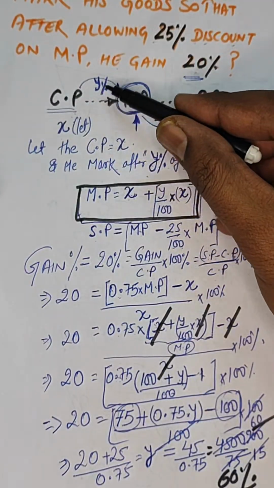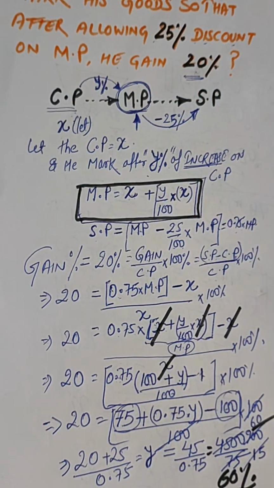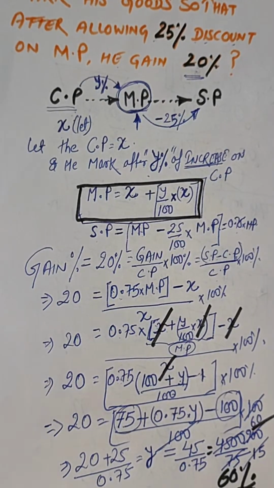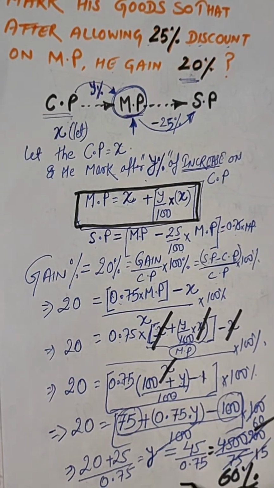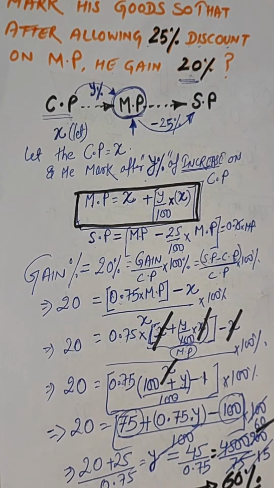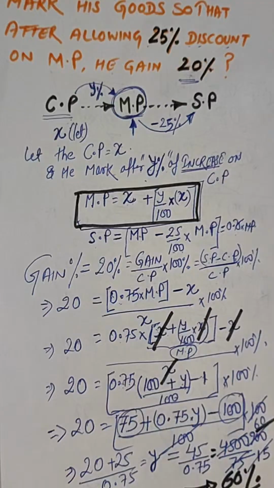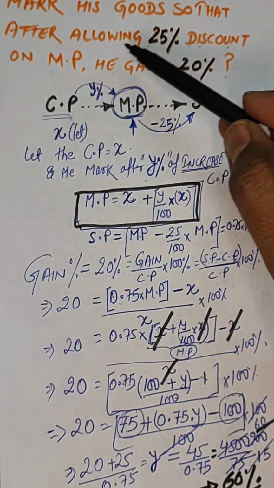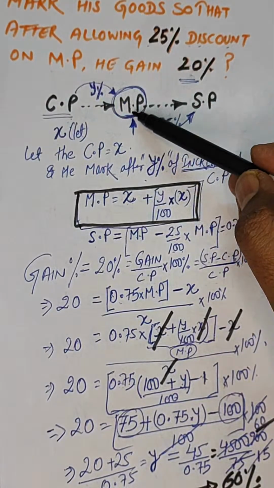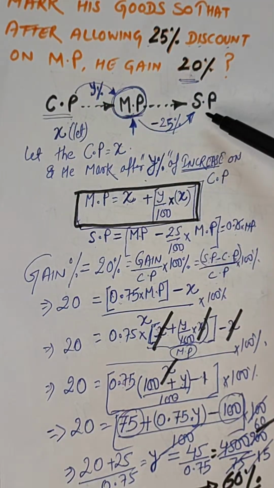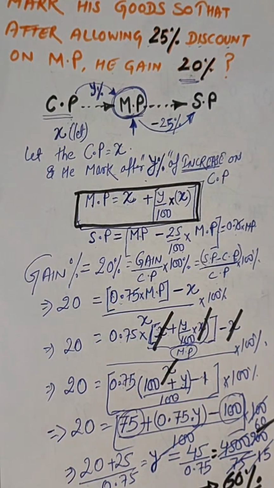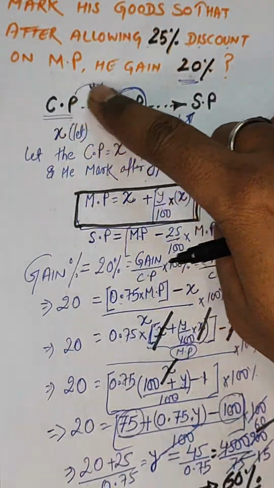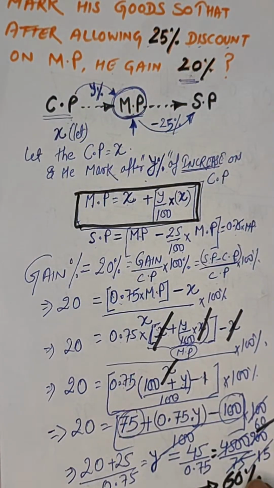That shopkeeper is increasing the price by y%. That means increasing the price by how much? That shopkeeper is increasing the price by 60%. This is the answer, my dear friends. 60% is the increase on the price, which leads him to the condition that after allowing a 25% discount on the marked price, he is making a profit of 20%, right? So how much does he increase the price on the cost price? He just increased it by 60%, right?